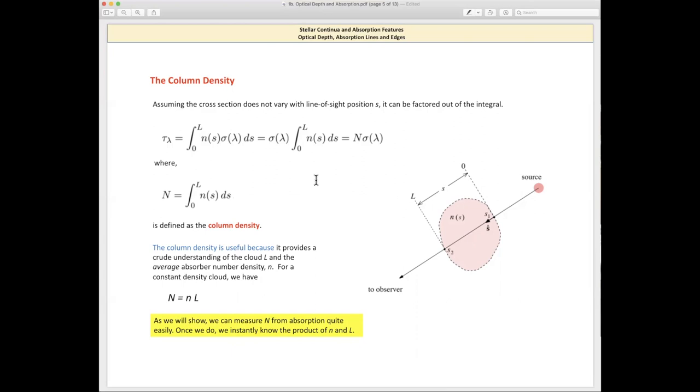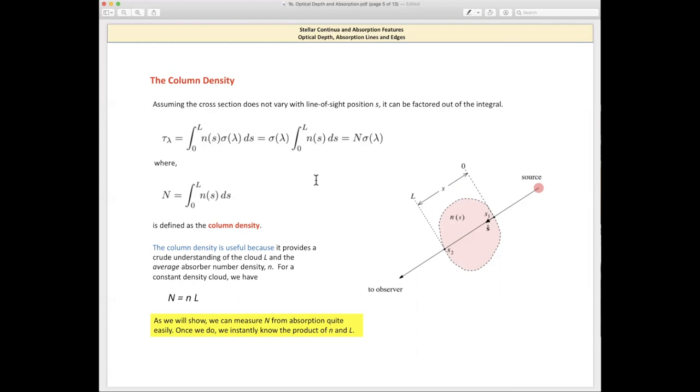cloud. And this is another thing that's really good if you're going to get into especially absorption line spectroscopy, that when you know the column density of something and you have some feeling for its density, you instantly have a feeling for the size of the cloud that it went through. And that's really important to know.